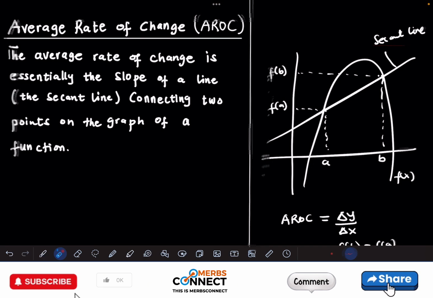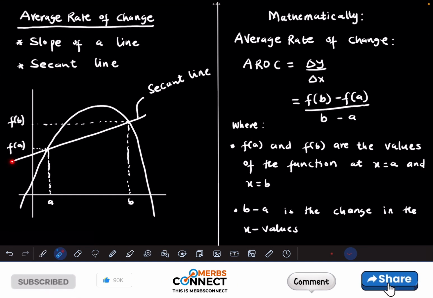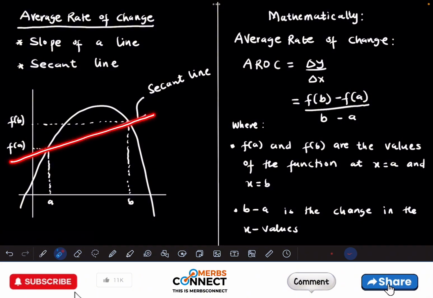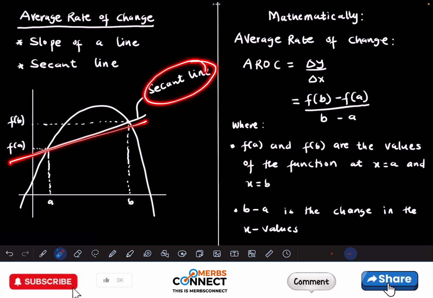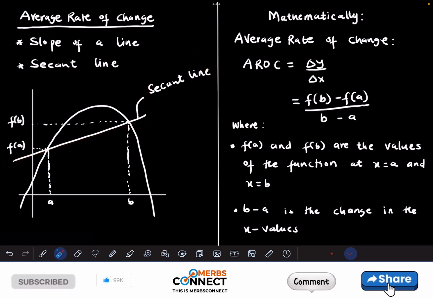So now let's look at the summary. When we have a line which connects a graph at a point a and b, then we are saying that that line is a secant line, right? Good. And mathematically, the average rate of change is the change in y over change in x, which is going to give us this. So what are the key things that we need to have in mind?